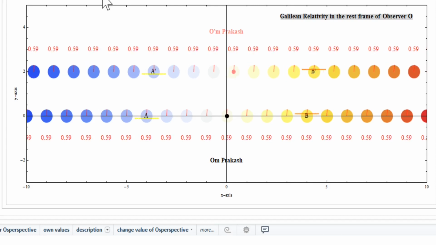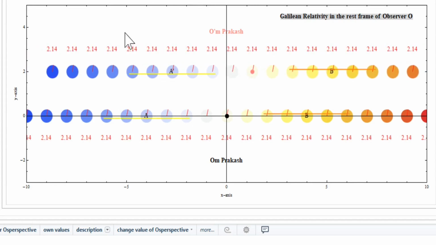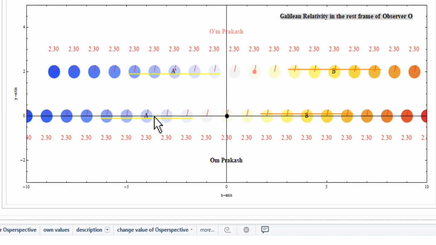So if we play this forward in time, what we would see is that the light beams from A prime and A do not appear to travel at the same rate according to the ground observers. The light signal from A prime, the one traveling towards Om Prakash, has traveled a further distance compared to the light signal from A, because this light signal appears to have, in addition to the speed of light, the relative velocity of the train added to it. Similarly, the light signal sent from B prime towards O prime Prakash has appeared to travel slower. It has covered less distance than the light signal from B.